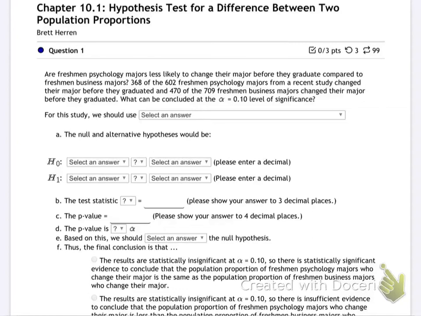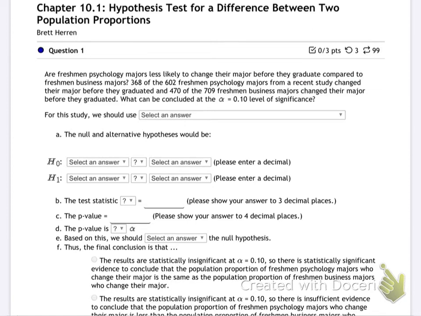Let's dive in. Here we are. 10.1, hypothesis test for a difference between two population proportions. So here comes the question. Are freshman psychology majors less likely to change their major before they graduate compared to freshman business majors? What do you think? Who is more or less likely to change their major?